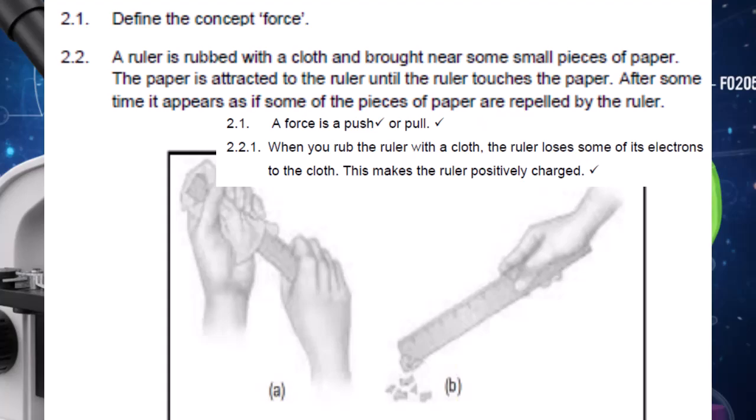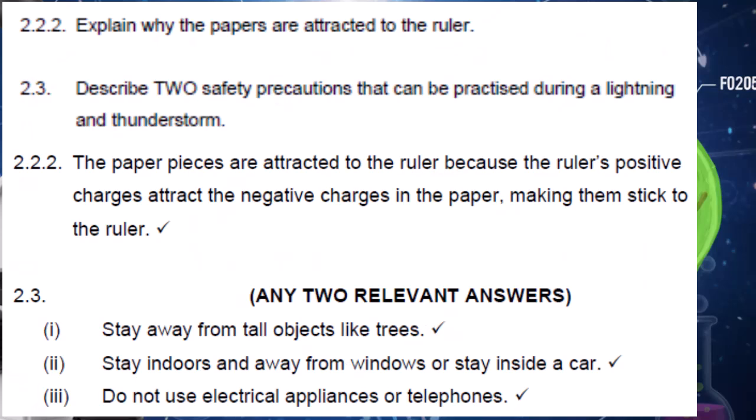Okay, got it. Then Q2.2.2. Why does this positively charged ruler attract neutral pieces of paper? The paper doesn't have an overall charge. This is where it gets interesting. It's about polarization, or inducing a charge separation. The paper is neutral overall, yes, meaning it has equal amounts of positive and negative charge all mixed up.